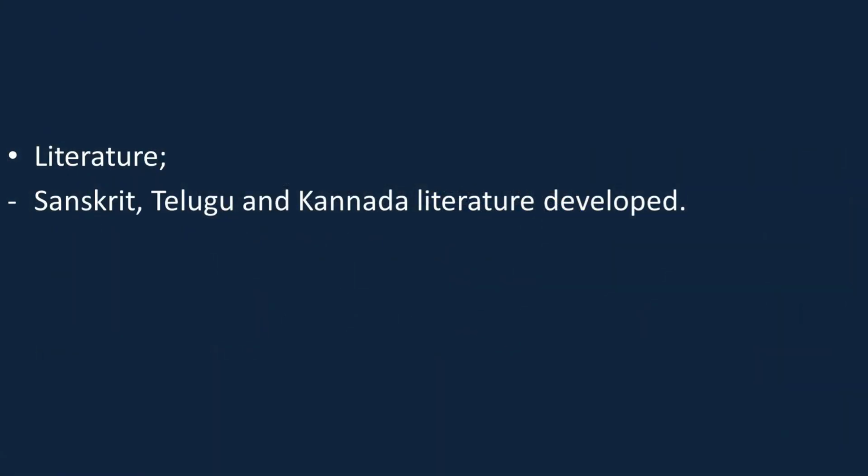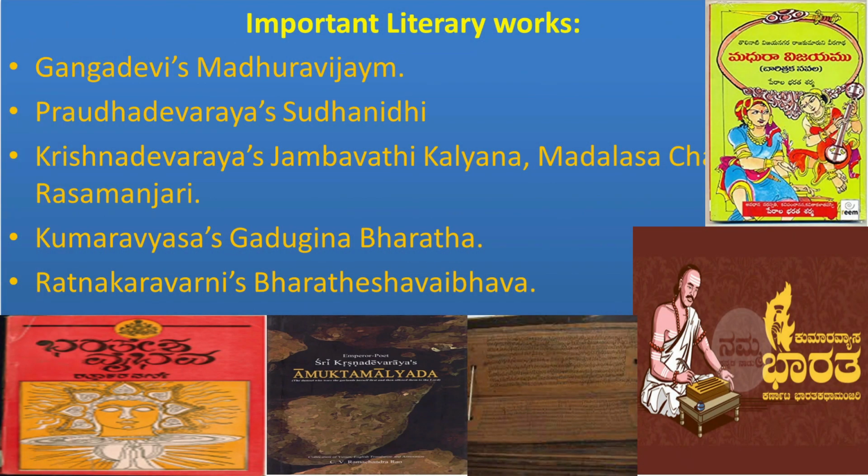Literature. Sanskrit, Telugu and Kannada literature developed during the reign of Vijayanagaras. Some of the important literary works composed during Vijayanagara period are Ganga Devi's Madhura Vijayam, Prouda Devaraya's Shuddhanidhi, Krishna Devaraya's Jambavati Kalyana, Madhava Sacharitam and Rasamanjari. Kumara Vyasa's Gadugina Bharata, Ratnakara Varni's Bharatesha Vaibhava are some of the important literary works composed during Vijayanagara period.